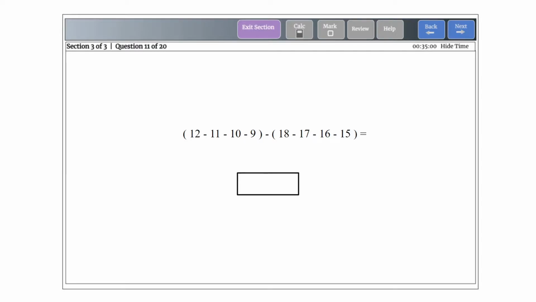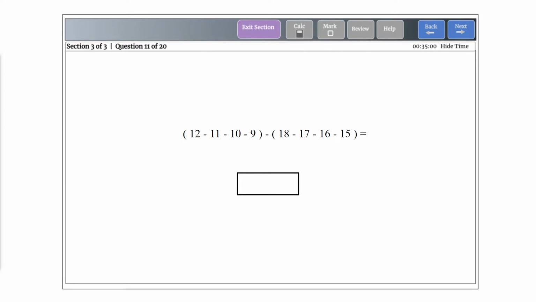So to go about solving this question, the first thing we want to do is apply PEMDAS and think, well, are there any parentheses? And the answer is yes, obviously. We have two sets of parentheses here, and so the first thing we're going to do is resolve everything inside each of those sets of parentheses. So the first set of parentheses, 12 minus 11 minus 10 minus 9, we now, within the parentheses, need to think, well, how do we use order of operations? Well, in this case, it's all subtraction, and so we're just going to proceed left to right.